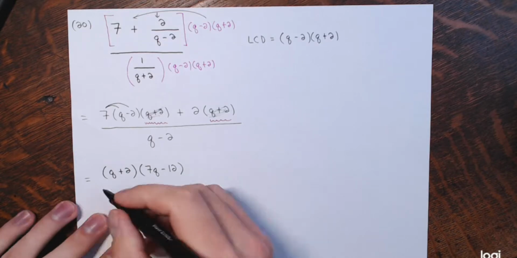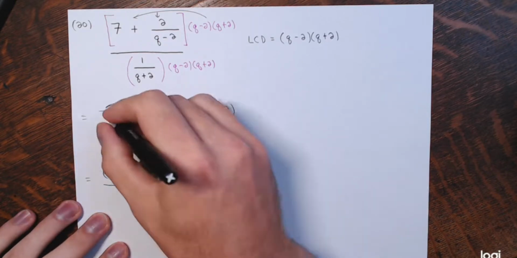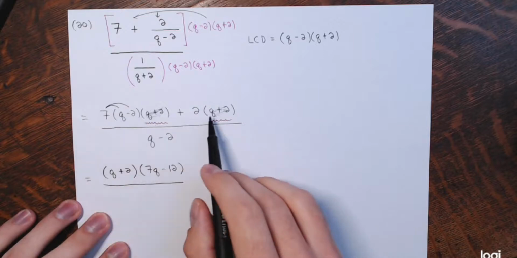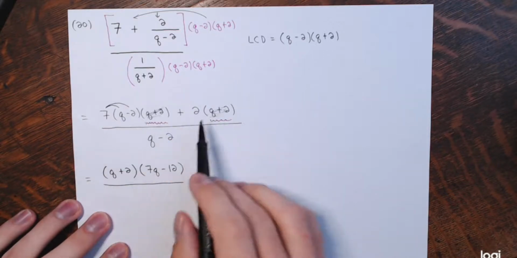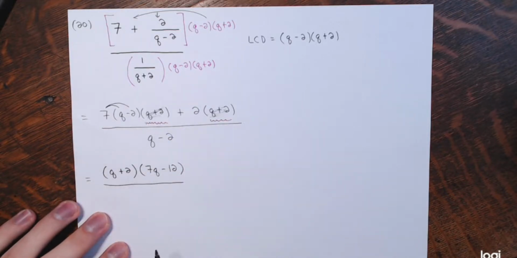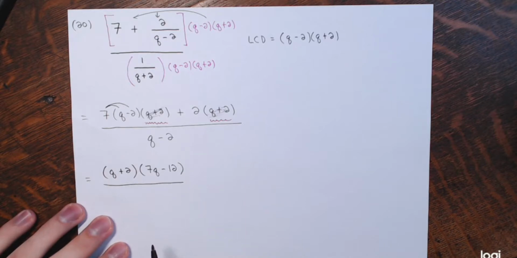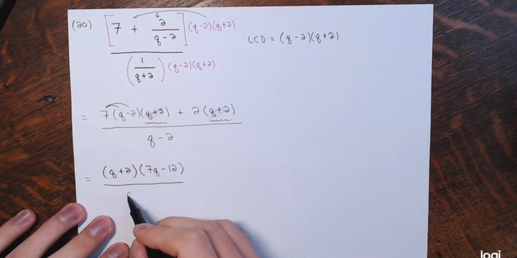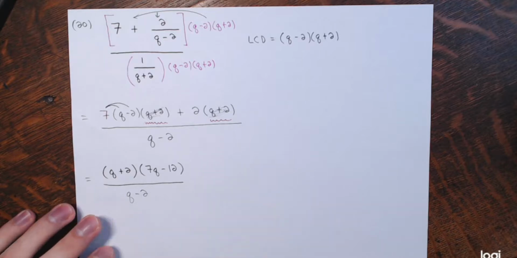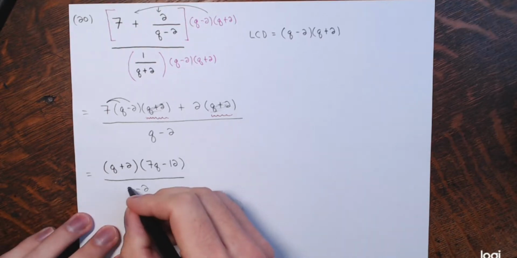Hopefully that made sense. Again, you could have done it all the long way. You could have multiplied that all out, combined like terms, and then factored, and you would have got these two factors. I promise you that. All right, and then the denominator is just q minus 2. All right, that's as simple as that gets.